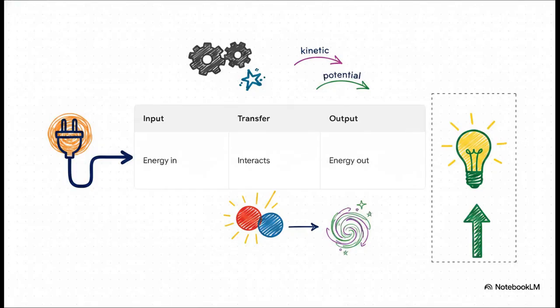We can visualize this using a really simple system model. First, you have a system input, where energy enters a defined space. Then, you have the energy transfer process itself. This is where objects interact. Maybe they collide, maybe they pull on each other with gravity, or maybe a chemical reaction occurs. During this process, kinetic and potential energy shift and change. Finally, you have the system output, where energy either leaves the system entirely or results in a completely new form of energy within that system. Tracking this flow is absolutely key to mastering physical science.